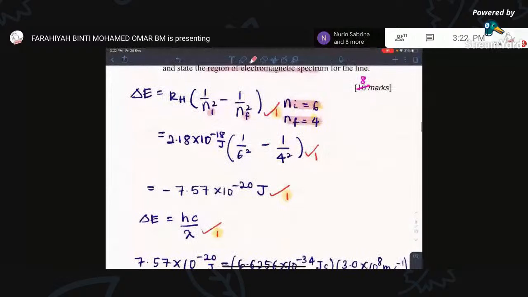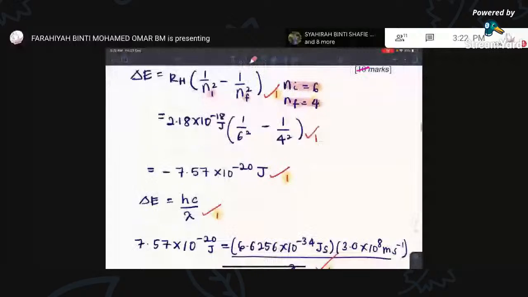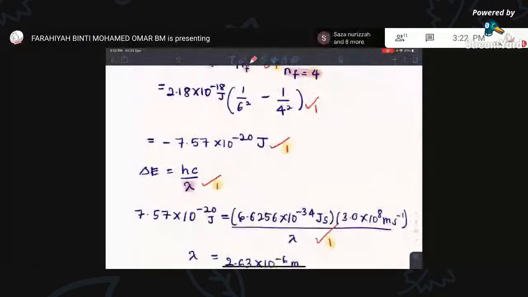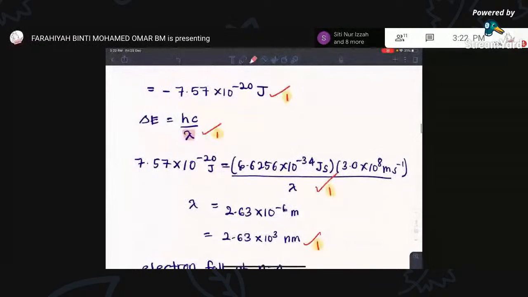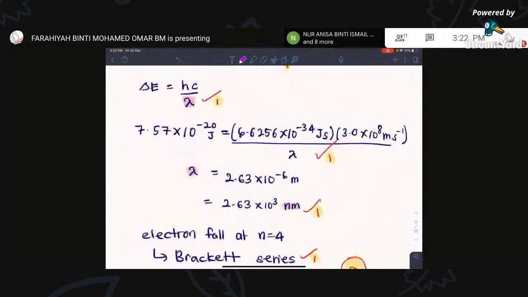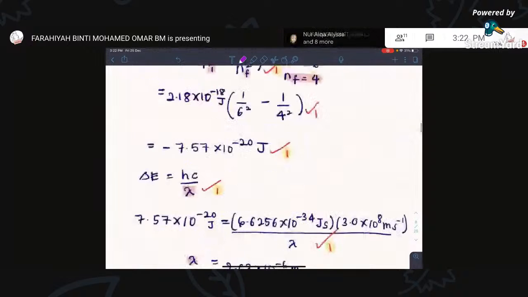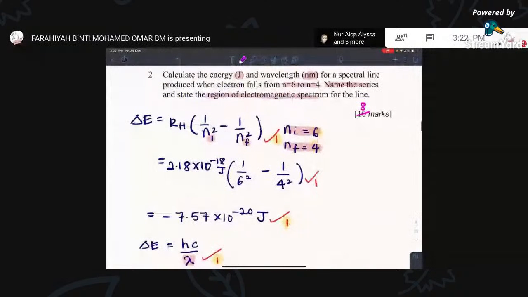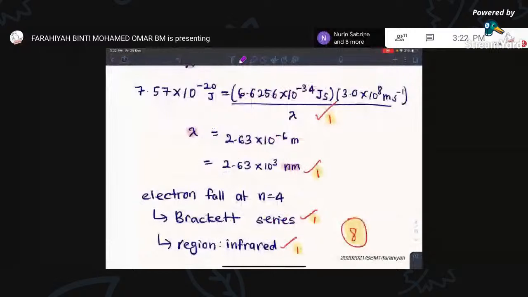Okay, and then you boleh calculate wavelength from this formula and you write the formula, you will get 1 mark. And after that, substitute 1 mark and you punya lambda must be in unit nanometer. Okay. Is it negative 3 or negative 3, right? This will be, yes, 3. Okay. Alright. So next, dia tanya kamu name the series. So series, since then, electron fall at N equal to 4, it will be Brackett series and Brackett series, the region will be infrared. Okay, so total will be 8 mark.